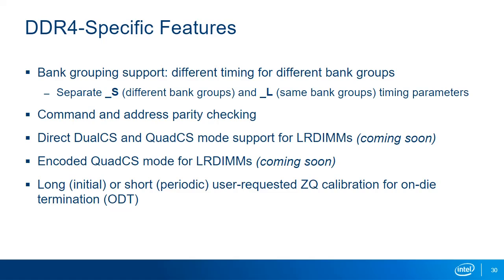Direct dual CS and quad CS modes provide 2 or 4 direct chip selects to access dual or quad ranked LR DIMMs, while encoded quad CS provides a 2-bit encoded chip select signal for accessing a quad rank LR DIMM. Finally, you can manually issue either the long or short ZQ calibration commands for calibrating the on-die termination of the memory. The long calibration command is typically used during initial device calibration, while the short command is used for periodic calibration adjustments due to changes in voltage or temperature. For more details on these features, see the documentation provided by your selected memory vendor.